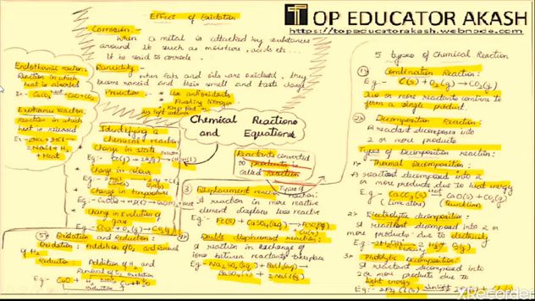Now next, change in temperature. CaO, that is calcium oxide, which is a solid, when it is mixed with water, then Ca(OH)2, that is calcium hydroxide, is formed. Calcium hydroxide will release an enormous amount of heat energy. Here change in temperature took place.